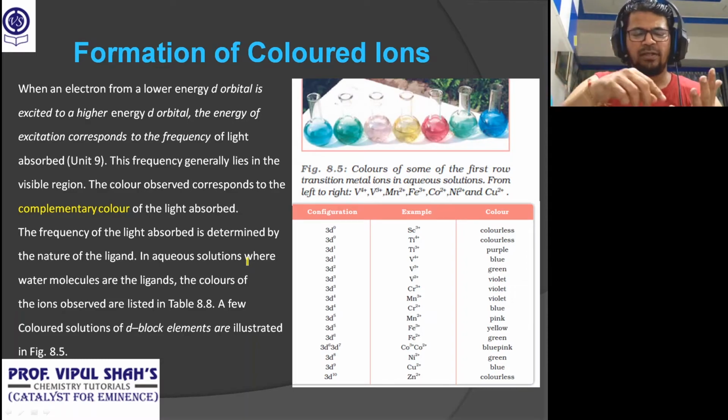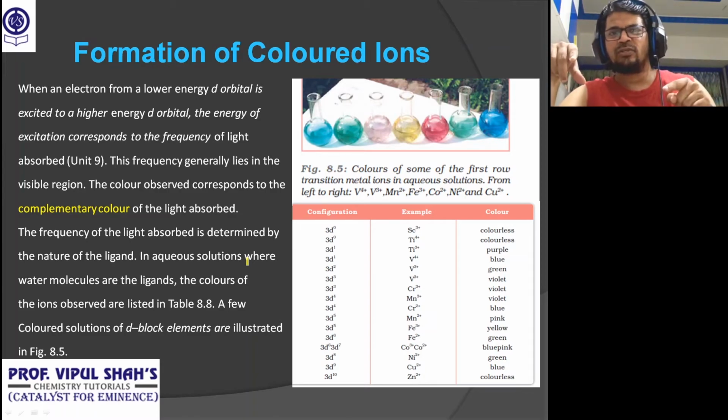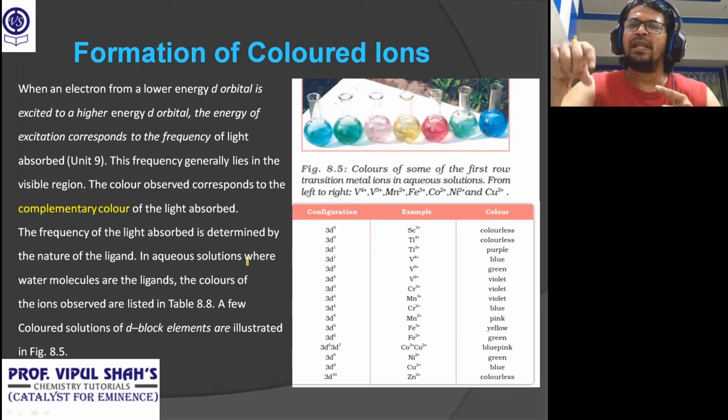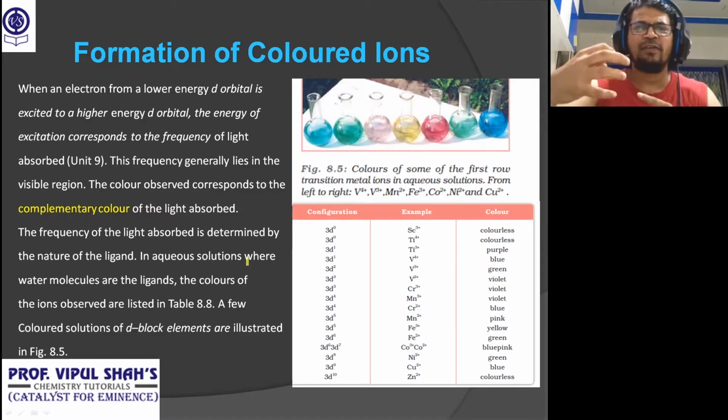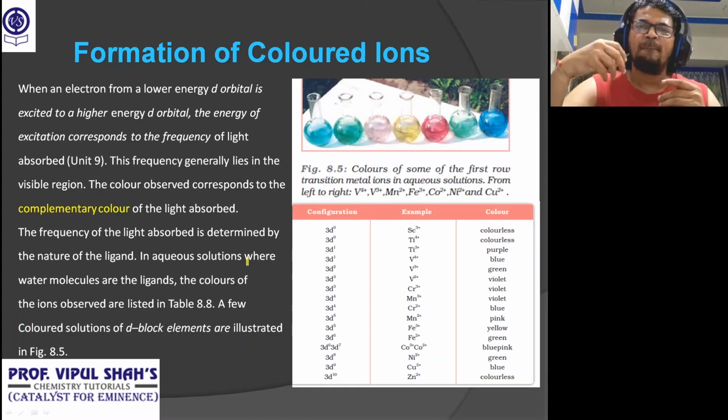So the important part: for a compound to show color, there has to be the presence of unpaired electrons. If there are unpaired electrons, then when light falls in the visible region, that's 400 to 800 nanometers, a particular element in its ion state, depending on the unpaired electrons, absorbs a particular wavelength of the white light and jumps from a lower level to a higher level. Whatever portions of the white light are absorbed, the remaining unabsorbed portions are reflected back from the compound.